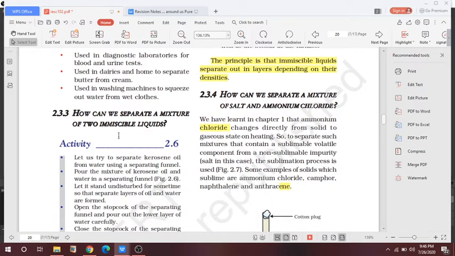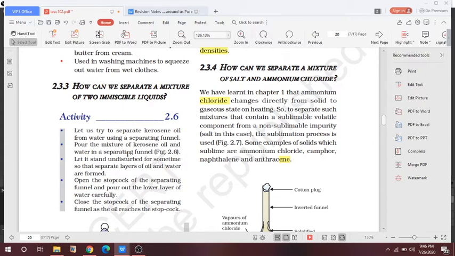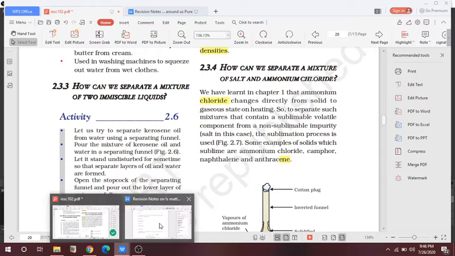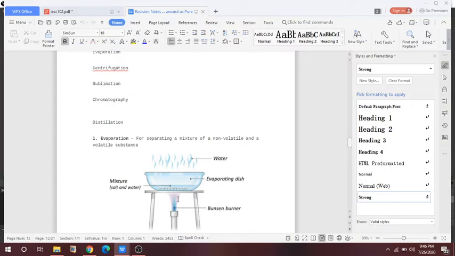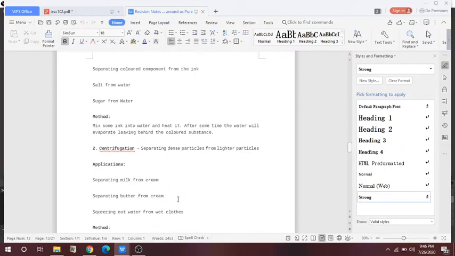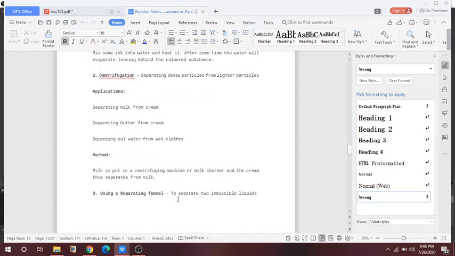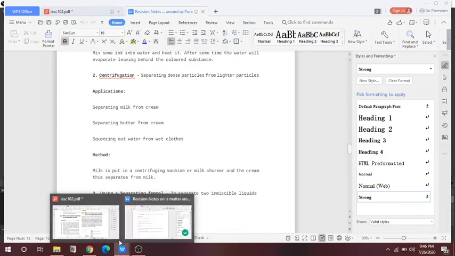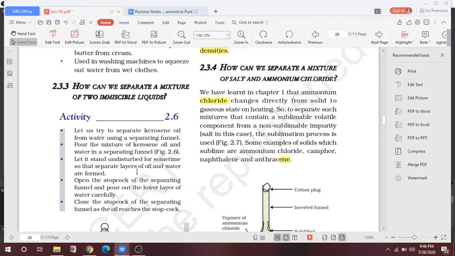So this is the process of centrifugation. I will provide you notes on this also. I will share this Word document in your Google Classroom after completing the chapter. So just focus on the videos that I am teaching you here and carefully study the NCERT.